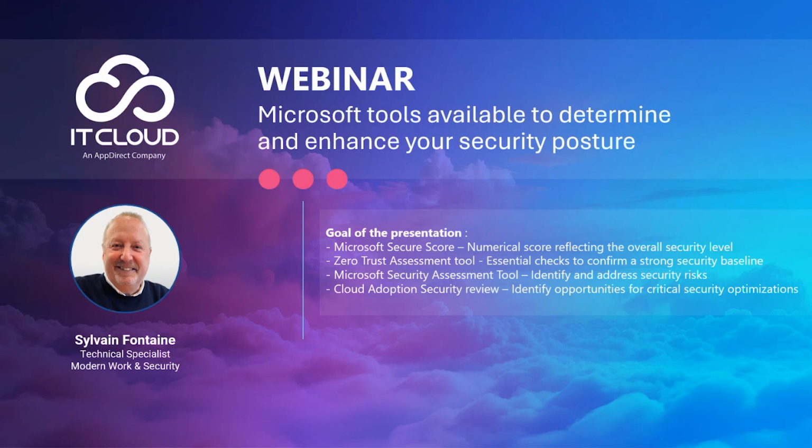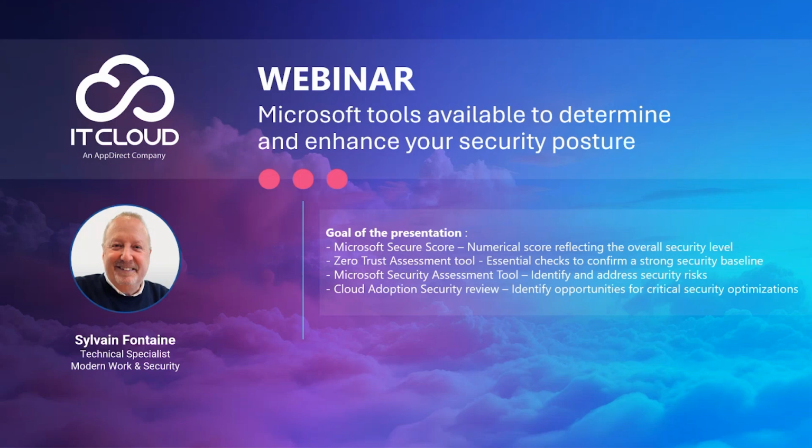So today we're going to cover Microsoft Secure Score, our built-in security analyzer, let's say, within 365. But we're also going to take a look at Microsoft's Zero Trust Assessment Tool. It gives us an opportunity to do some essential checks and to confirm that we have a strong security baseline. We're also going to look at Microsoft Security Assessment Tool. It helps us identify and address security risks, more of an on-prem approach to it.